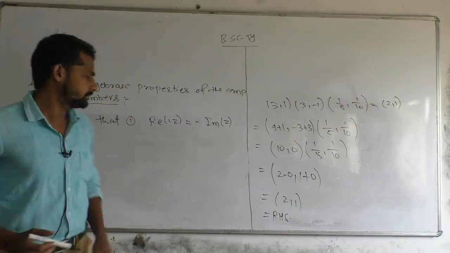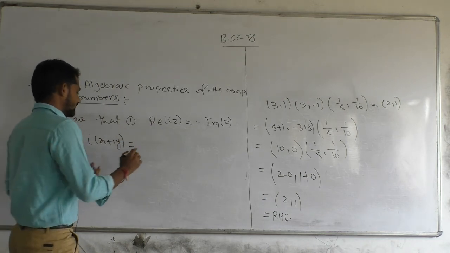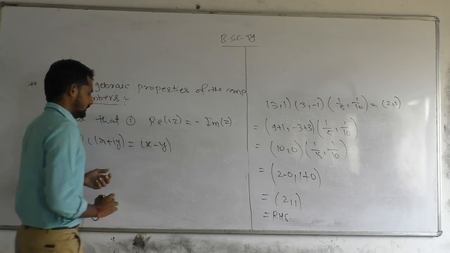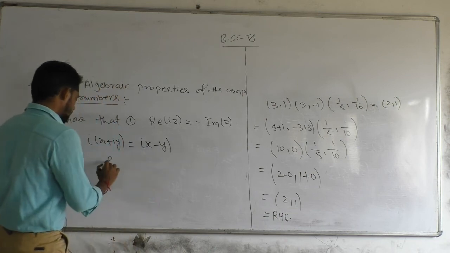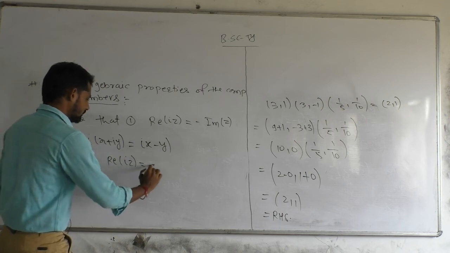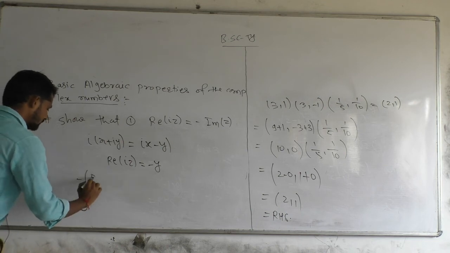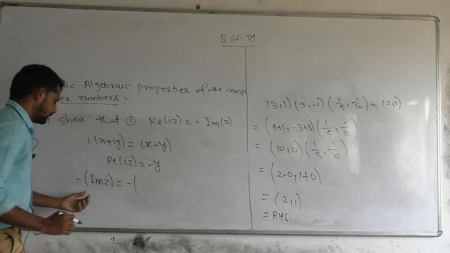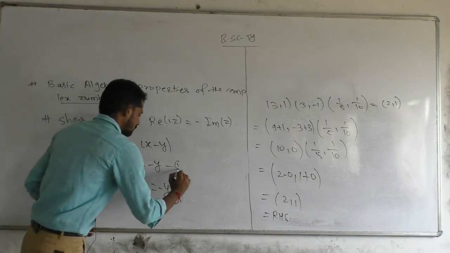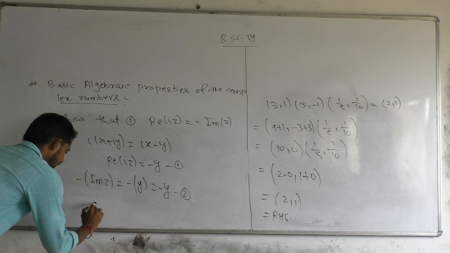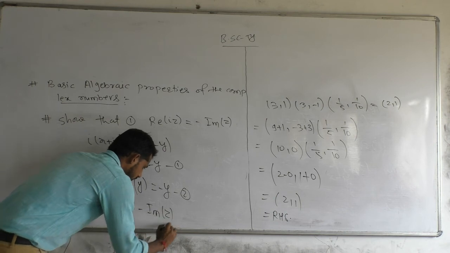So consider iz. What is it? i times (x plus iy). Multiply by i inside: ix minus y. Now the real part of this, Re of iz, is minus y. Now consider the imaginary part of z. Minus the imaginary part of z is minus y. So it is equal to minus y. So from 1 and 2, the real part of iz is equal to minus the imaginary part of z.